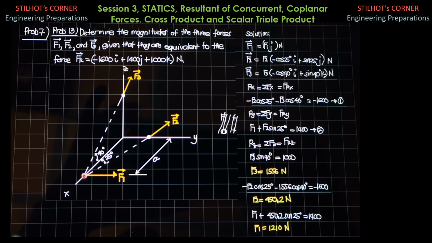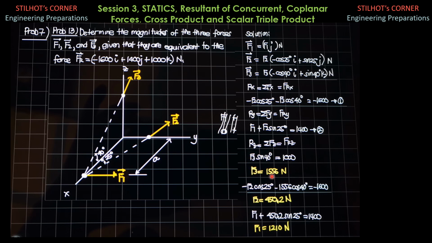Summation of forces along y equals Ry. F1 in vector form is the component along y, then plus F2 sine of 25 degrees. F3 has no y component, so that equals the y component of the resultant, 1,400. Call that equation 2. Then the summation of forces along z is Rz. F1 has no z component, F2 has no z component, only F3. That's why the z component of F3, which is F3 sine 40 degrees, is equated to the z component of the resultant, 1,000. So F3 sine 40 degrees equals 1,000.